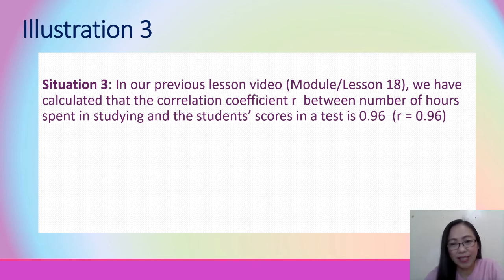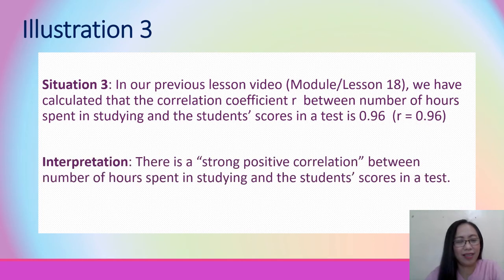Okay, this is a positive correlation. Now, is it a strong correlation or a weak correlation? Since 0.96 is just a bit less than 1, it lies between 0.5 and 1, but this is very close to 1. Therefore, it is a strong positive correlation. So we can say that there is a strong positive correlation between the number of hours spent in studying and the student's scores in a test.